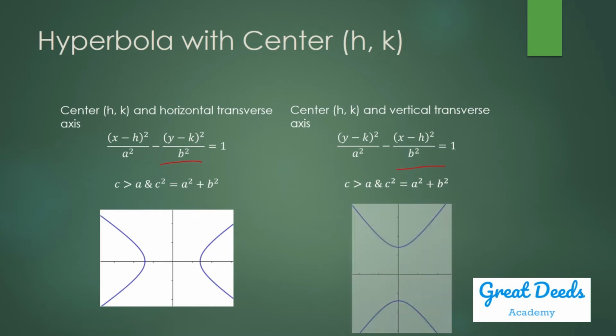And so your hyperbola might look something like this. Look at a squared again. We must pay attention to which is a squared and which is b squared. So b squared would be the denominator that appears after subtraction.